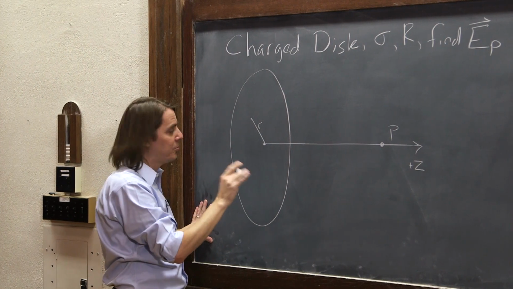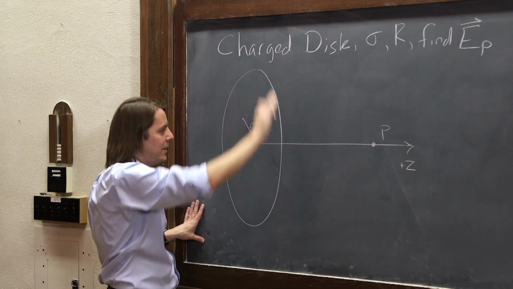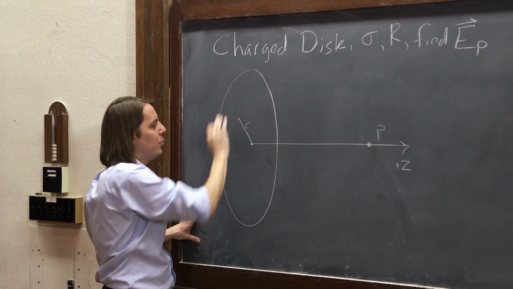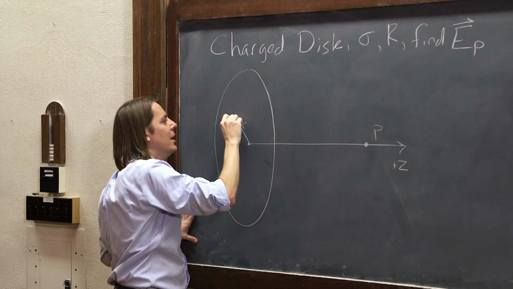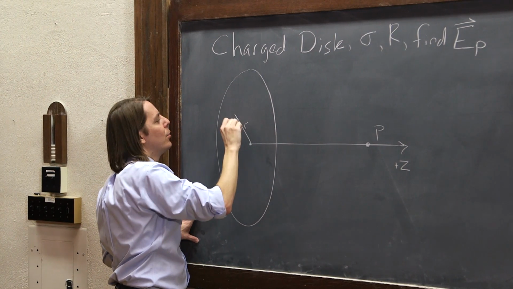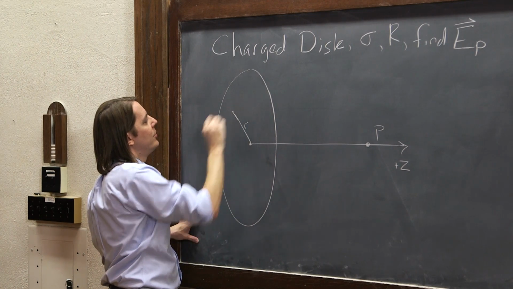So there's 2 R's in this problem. There's big R, which I don't want to draw because it'll make the drawing messy. Big R is the radius of the entire disk. Little r is this one that I'm moving around. So we're going to say this is r, and then we're going to move up a little bit and say that's r plus dr right there. So r to r plus dr.